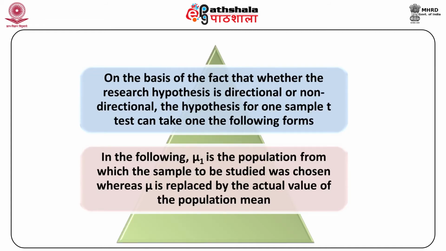On the basis of whether the research hypothesis is directional or non-directional, the hypothesis for one sample t-test can take one of the following forms. In the following, mu1 is the population from which the sample to be studied was chosen, whereas mu is replaced by the actual value of the population mean.